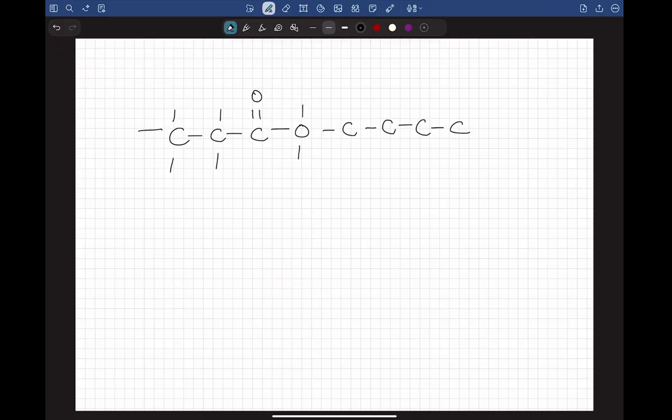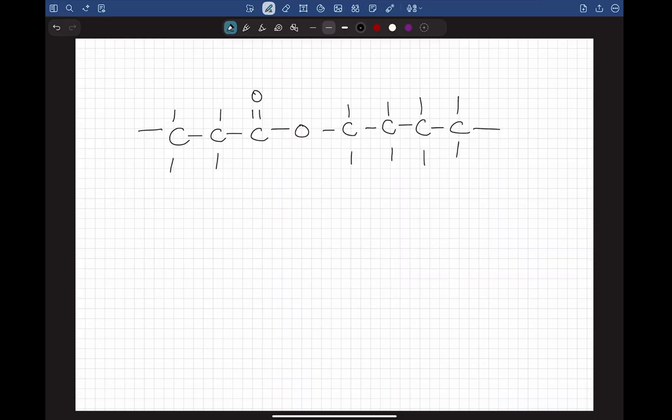I'm writing dash to represent the hydrogens present. Now, how do you name in this scenario where they're not telling you which acid was used, which alcohol was used? See, if the acid and alcohol used were directly shared with you in the question, then you will directly apply the trick.